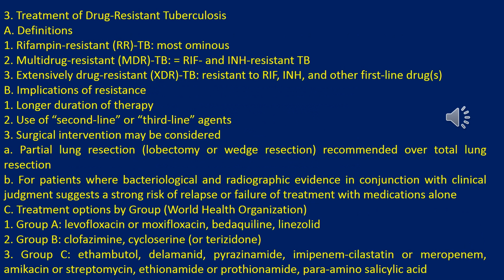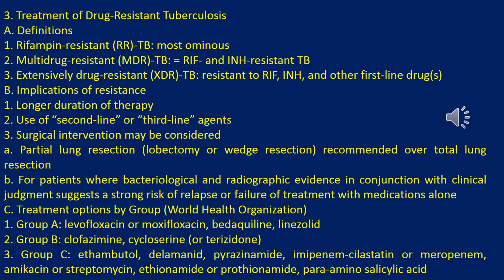Let's now discuss the treatment of drug-resistant tuberculosis. Definitions. 1. Rifampin-resistant TB, RRTB, is the most ominous. 2. Multidrug-resistant TB, MDR-TB, is TB that is RIF and INH resistant. 3. Extensively drug-resistant TB, XDR-TB, is TB that is resistant to RIF, INH, and other first-line drugs.